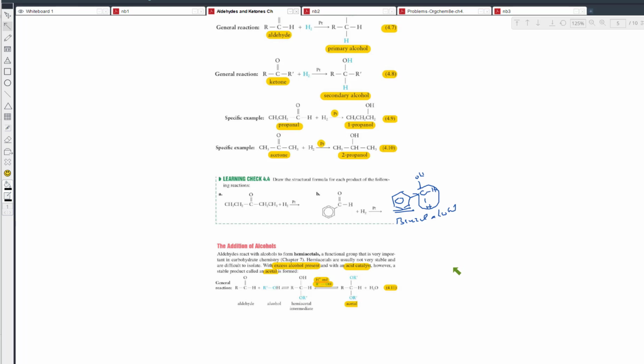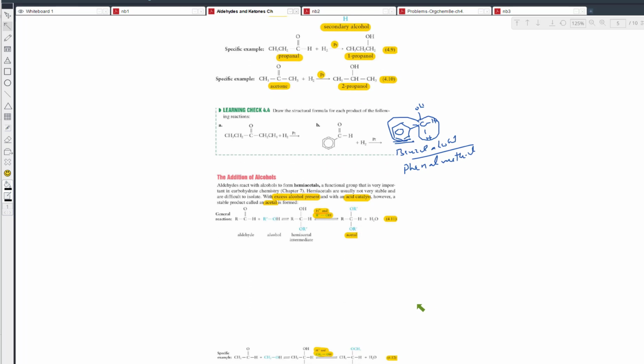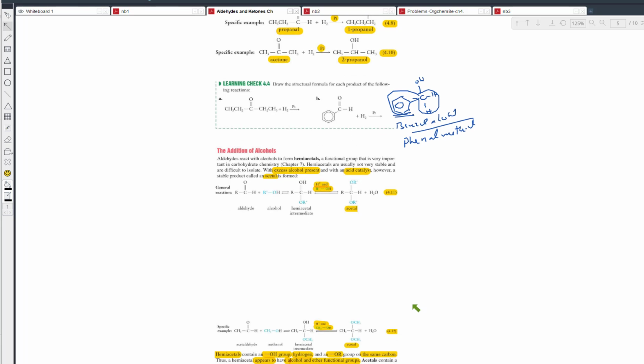Or we can also write, if you want, just taking one carbon, methanol. This one is the phenyl group, C6H5. So I can also say phenyl methanol. Normally they write benzyl alcohol. I don't know what they have written in the answer.